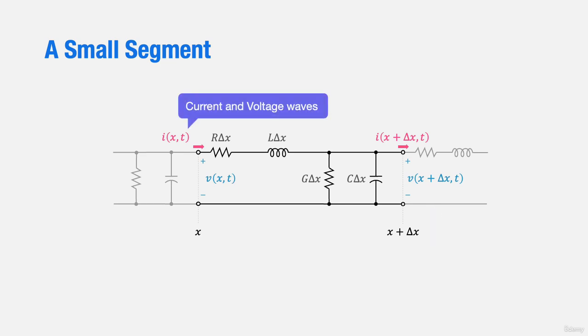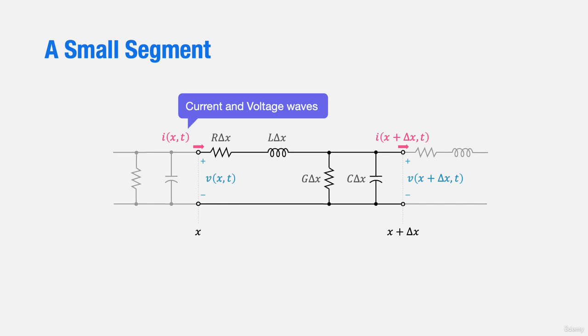At position X, we denote the current flowing into it as I of x, t, and the voltage appearing here as V of x, t. From here on, we'll discuss both voltage and current as sinusoidal waves and how they propagate on the transmission line. Thus, we sometimes refer to them as voltage waves and current waves.